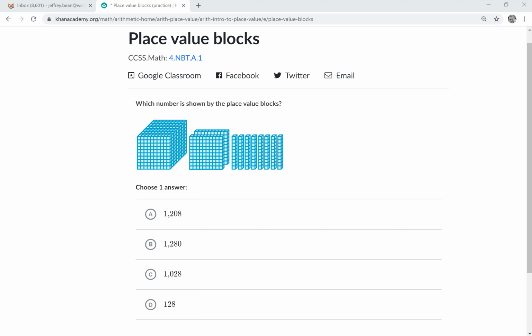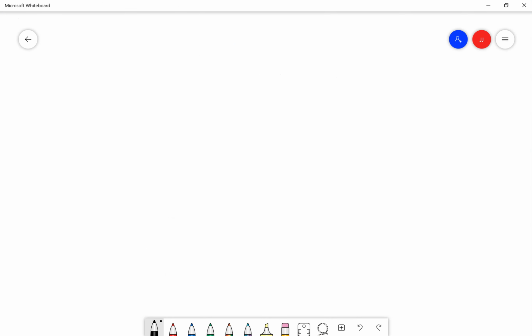Hello, fourth graders. I want to show you how to represent numbers using place value blocks. You probably remember these from second grade or third grade, and I will remind you.